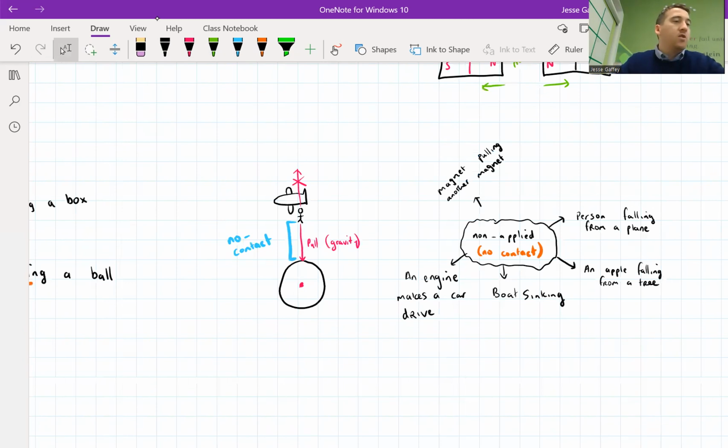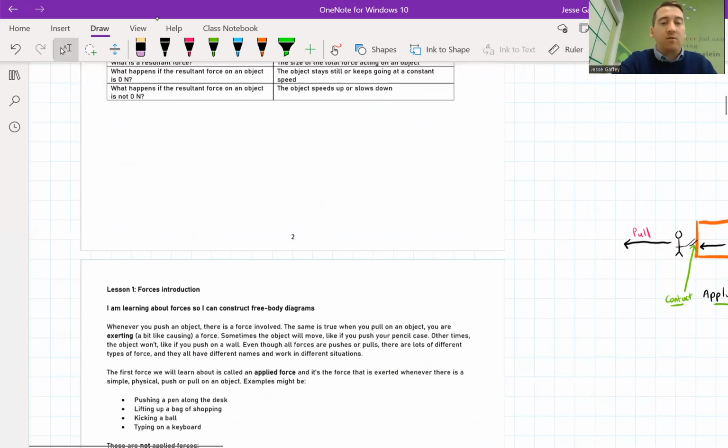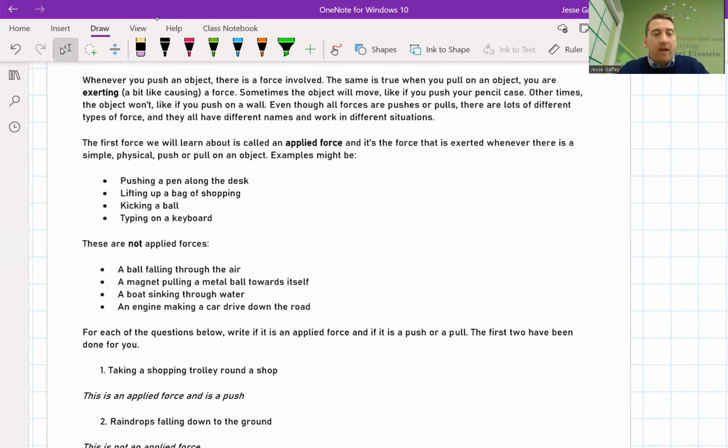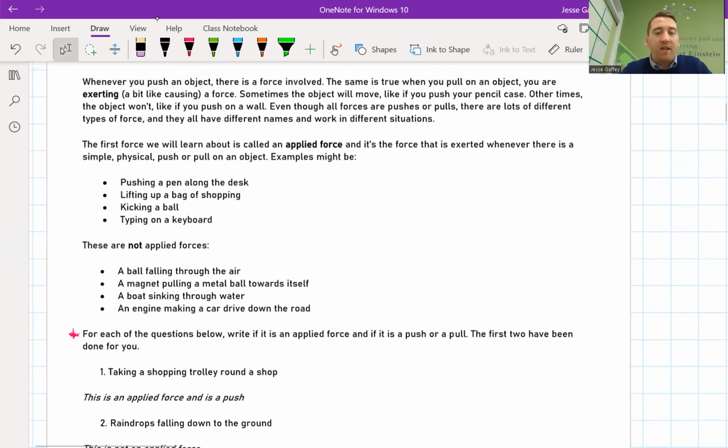All right, so what we're going to do now is see if you guys understand these by doing some questions down here. These are the little challenges I've got for you. It says, for each of the questions below, write if it is an applied force and if it is a push or a pull. It says the first two have been done for you. One of them has been done, and the second one has been mostly done, and I'm going to help you finish it off.